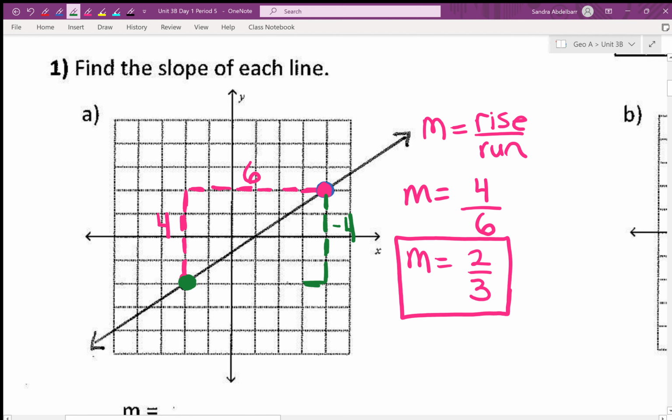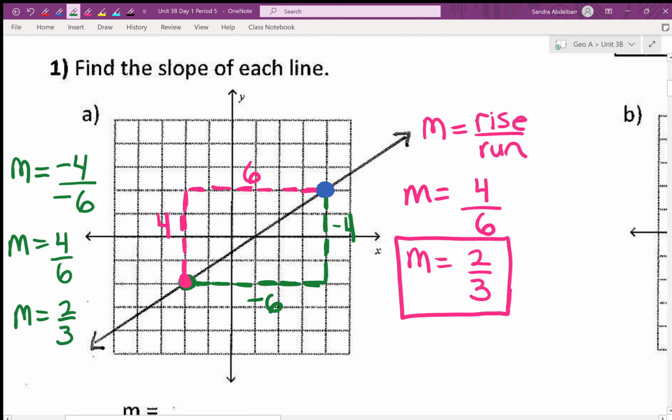And then you're going to the left 1, 2, 3, 4, 5, 6. Since you're going to the left 6, do you think that's a positive 6 or a negative 6? Negative 6. So once again, your slope is going to be your rise, which is negative 4, and your run, which is negative 6. Well, what is a negative divided by a negative? So then your positive 4 over 6, which simplifies down to 2/3. Did we get the same answer both ways? Yes.